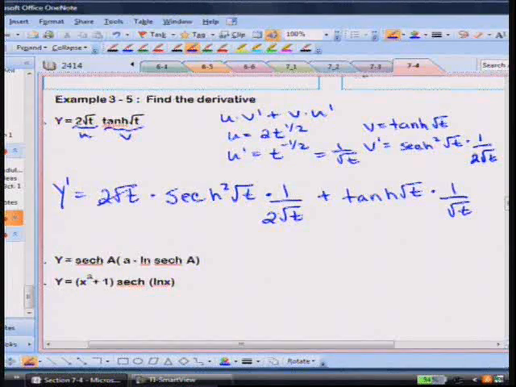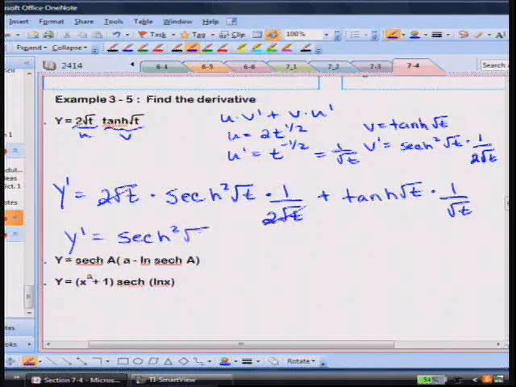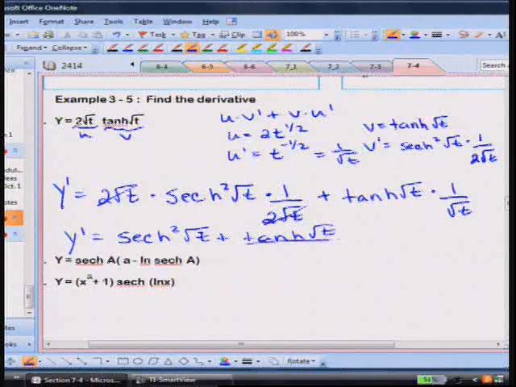these cancel. So you get y prime equals the hyperbolic secant squared of the square root of t plus the hyperbolic tangent of the square root of t over the square root of t. And I'm happy with it left like that. I don't know if the computer wants a common denominator, then you would just multiply this by the square root of t. It probably is happy with that.